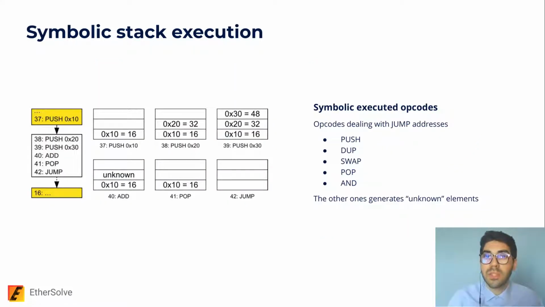Here is a simple example of symbolic stack execution. Since the jumping instruction takes its arguments from the stack, we keep track of all and only the operations performed by the opcodes that manipulate jump addresses, which are push, dup, swap, pop, and end. The other opcodes simply consume and generate unknown elements on the stack, like the add opcode on number 40. In the example, the address of the jump on opcode 42 is pushed on the stack on opcode 37, but our algorithm is able to keep track of it. The full behavior is described in a lookup table.